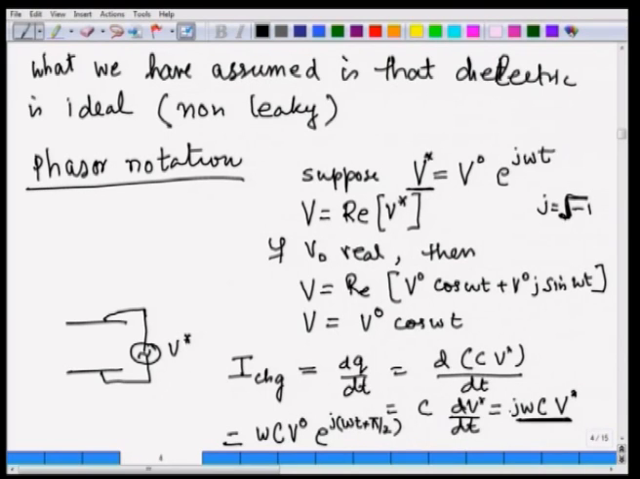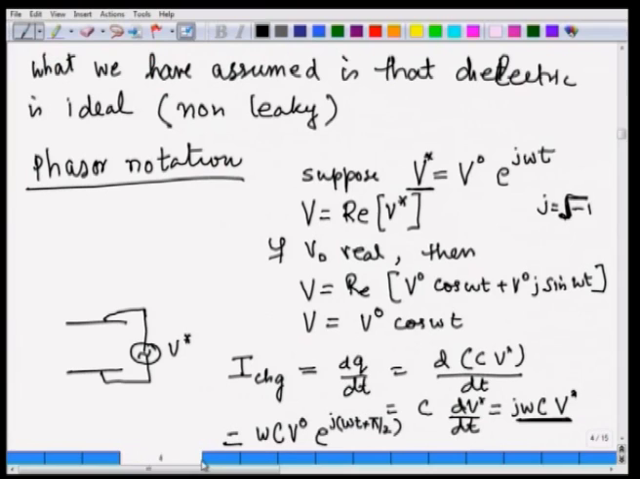I have written this quantity as exponential j pi by 2. That is why this quantity is appearing here like this. What does it mean? It means that the charging current is pi by 2 off in phase from the voltage that we have applied. So if I draw this, and I am assuming this as an ideal, I am continuing to use an ideal capacitor right now.